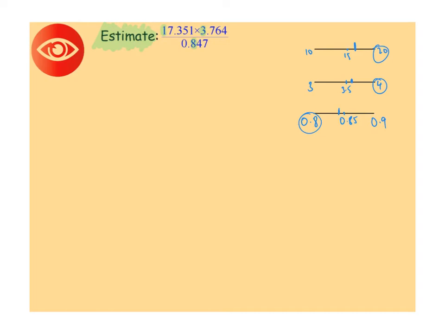To do an estimate, we just need to use rounded numbers, and we're going to use roundings to one significant figure. So our estimate is going to use 20 multiplied by 4 divided by 0.8. I'm going to write approximately equal to. So this is similar to an equal sign, but with a squiggly top part, means approximately equal to.